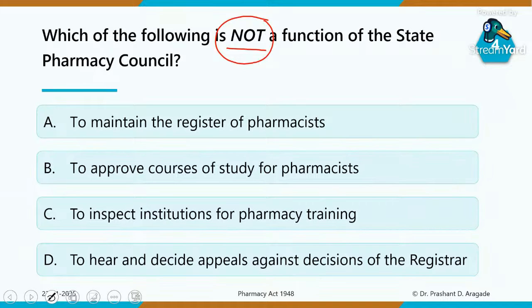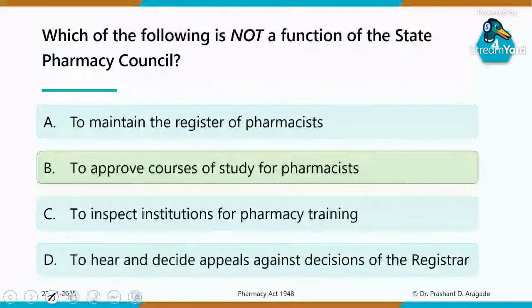You know, the State Pharmacy Council is responsible for maintaining the register of pharmacists. Is it responsible to approve the course of study for the pharmacist? The State Pharmacy Council is responsible for inspecting the institutions of pharmacy training, or hearing and deciding appeals against the decision of the registrar. So, as per the provisions of the Pharmacy Act 1948, the correct answer is option B, that is, to approve the course of study for the pharmacist.